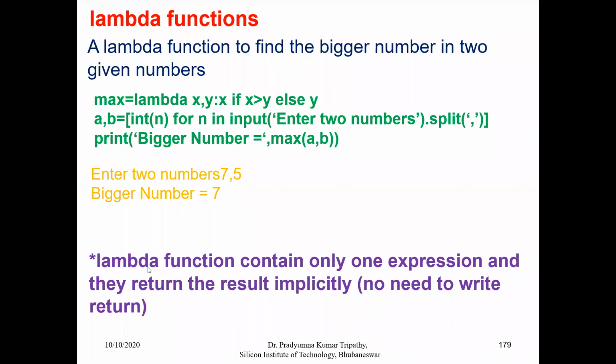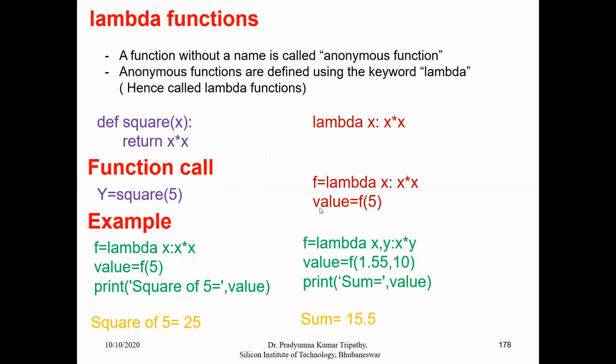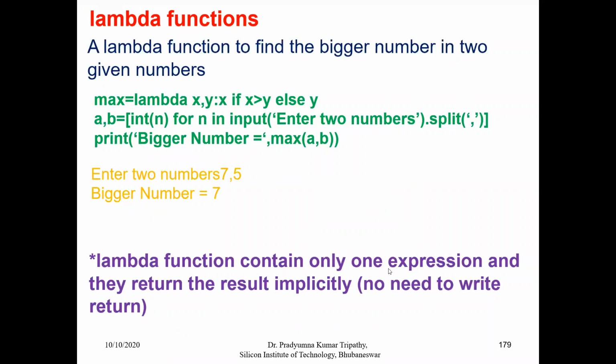So lambda function, this is important over here. A lambda function contains only one expression. You can see over here, this is one expression. Here you have one expression. It contains only one expression, and it returns the result implicitly. So you don't have to write return X, return Y. That does not need to be written.